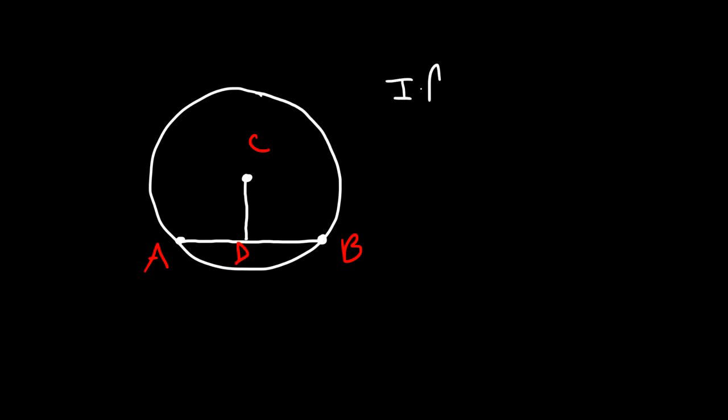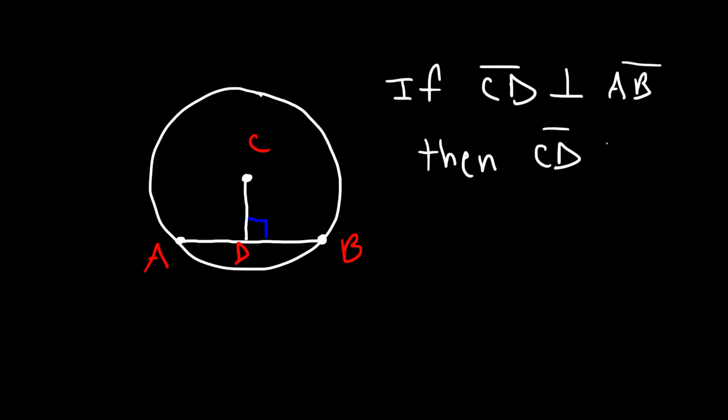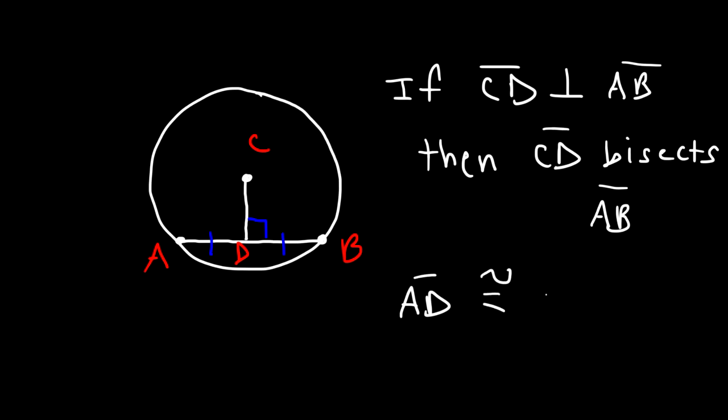Now, if segment CD is perpendicular to AB, so if we draw in such a way that CD and AB meet at a right angle, then CD bisects AB. So that means that AD and DB are congruent. So make sure you understand that. So if you draw a segment between the center of the circle to any chord, and if you draw it at a right angle, then this segment becomes the perpendicular bisector of the chord. So AD is congruent to DB.